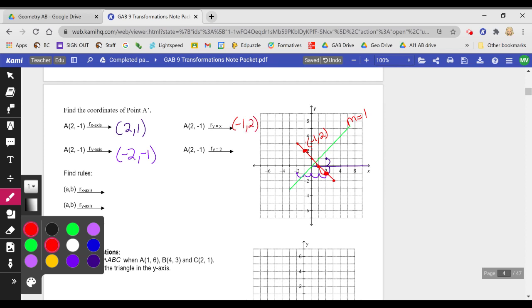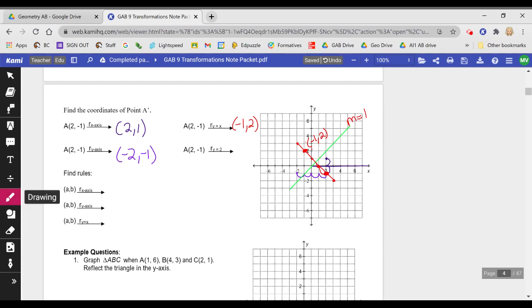And then the last reflection I want to do is over a horizontal line, which I can do exactly how I did my x and y axes. So I'm going to start by drawing the line y equals 2.